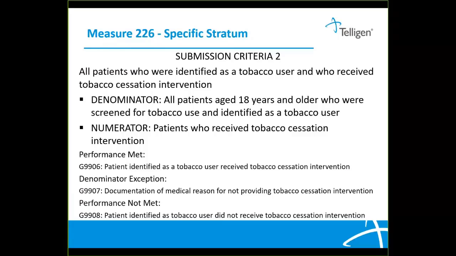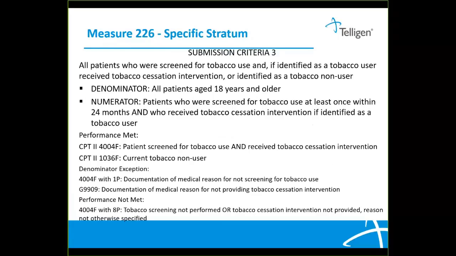So, okay, we'll go to submission criteria number 3. It's a combination of criteria 1 and 2, with the denominator being all patients ages 18 and over. The numerator is the patients who were either screened for tobacco use at least once within 24 months and who receive cessation if they are identified as a tobacco user. So this is where I think it gets a little bit confusing to people because you screened if they were a user or non-user for submission criteria number 1. Submission criteria number 2, if they were a user, you provide a cessation intervention.